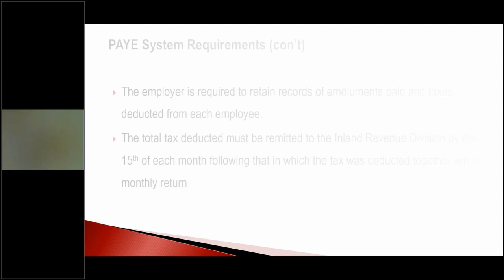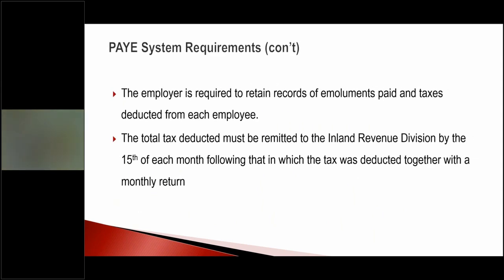Right. So in that PAYE system, the employer is required to retain records of emoluments paid and taxes deducted from each employee. As an employer under the PAYE system, it is your responsibility to maintain the records of emoluments paid and taxes deducted from every employee. The total tax deducted must be remitted to the Inland Revenue Division on or before the 15th of the following month in which the tax was deducted, together with the monthly return. There's a monthly return form that you must file.